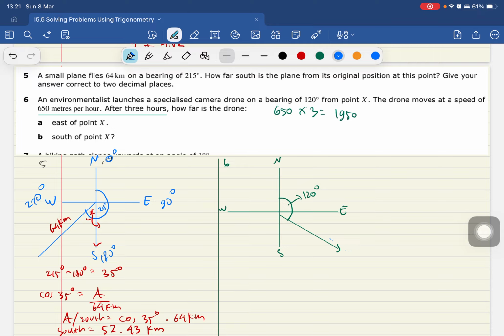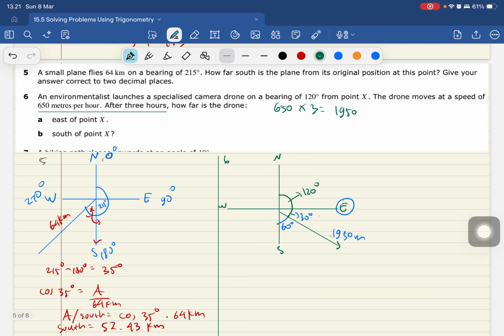So we need to find the east point of x. If this is 120, then this is going to be 30 degrees, and the remaining here is going to be 60 degrees. And this line is going to be 1950 meters. So to find the east, this is adjacent and hypotenuse, so we'll use cos. So cos 30 degrees is east divided by 1950. So east is 1950 multiplied by cos 30 degrees.